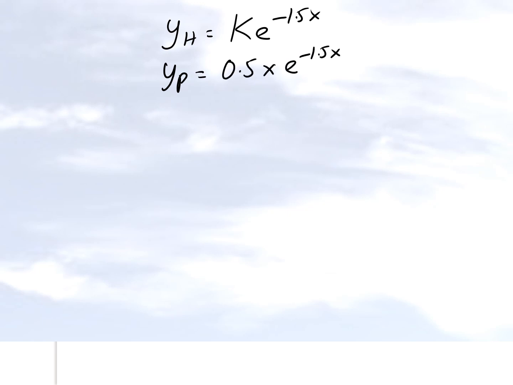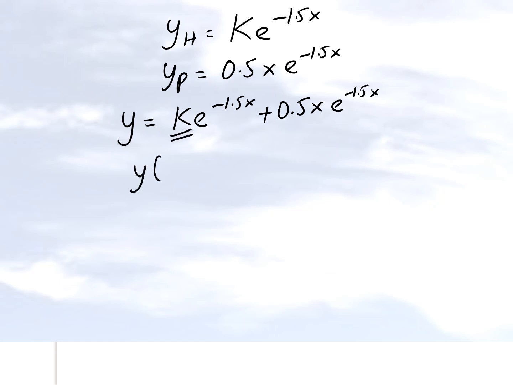So what we found out was the homogeneous part is k e to the power minus 1.5x, and we found the particular part to be 0.5x e to the power minus 1.5x. So the complete solution will be k e to the power minus 1.5x plus 0.5x e to the power minus 1.5x. And so the question arises, how do I find the value of k? You find the value of k by applying the initial condition, which is y of 0 equal to 5. So 5 will be equal to the value of y at x equal to 0.